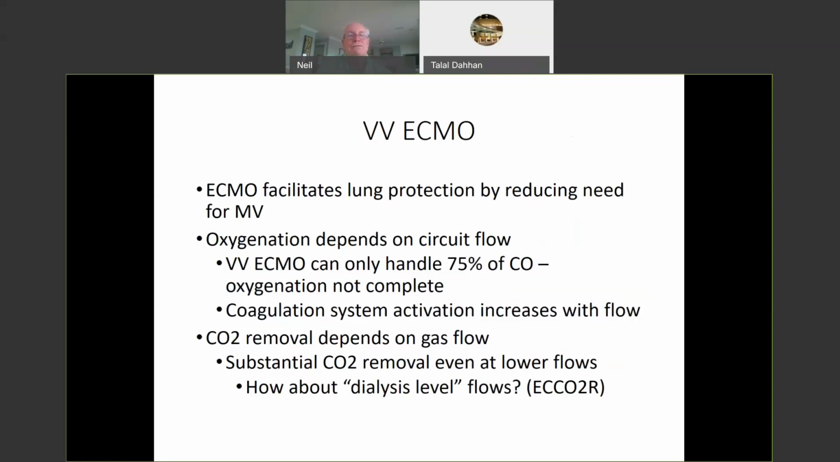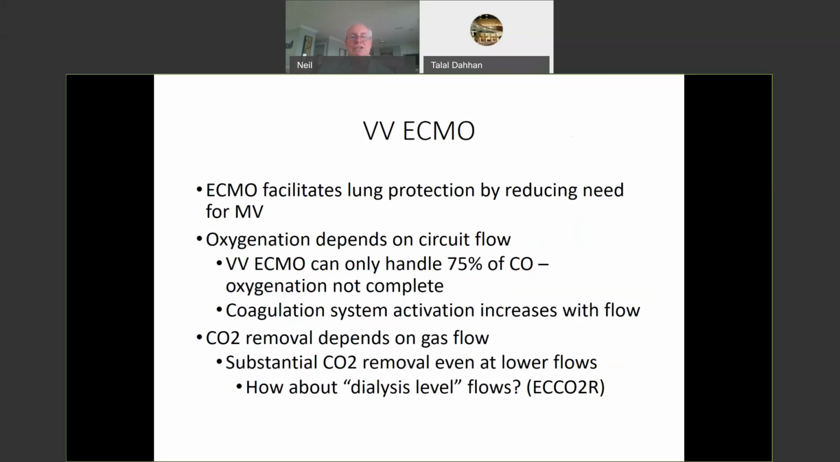Oxygenation depends on circuit flow. The current VV systems that most of us use can only handle about 75% of the cardiac output, sometimes not even that much. And thus oxygenation may not be complete. The coagulation system is important. And as you increase flow to try to improve oxygenation, the coagulation system can be more difficult to deal with.